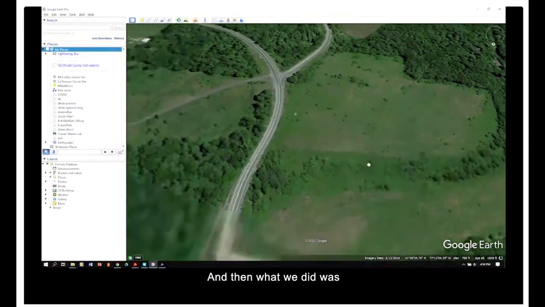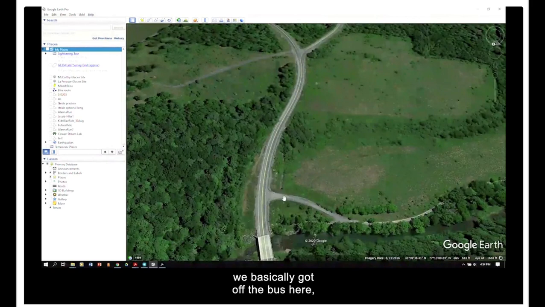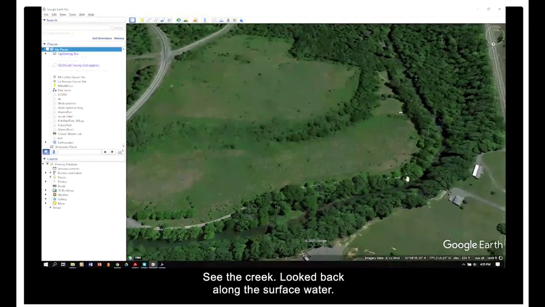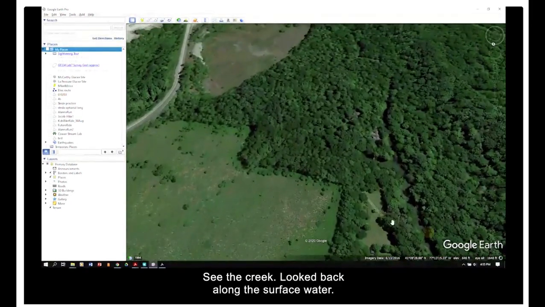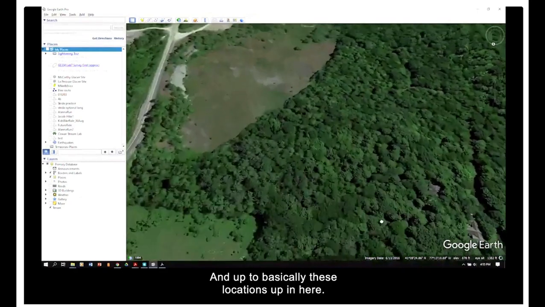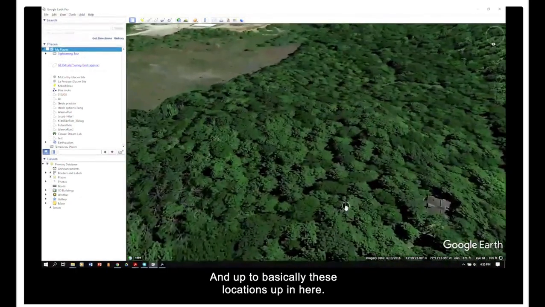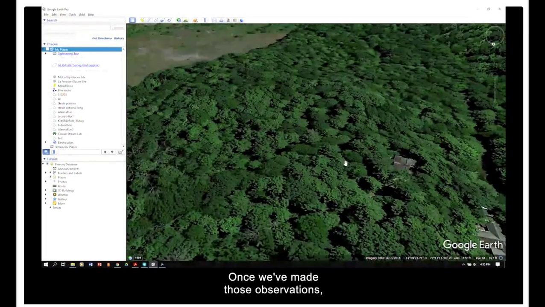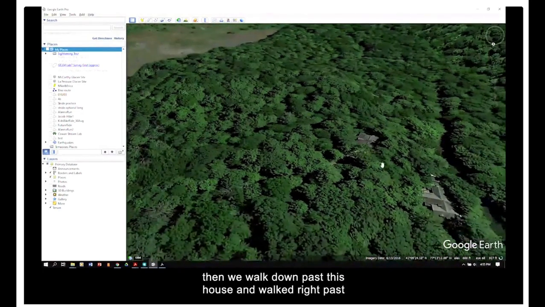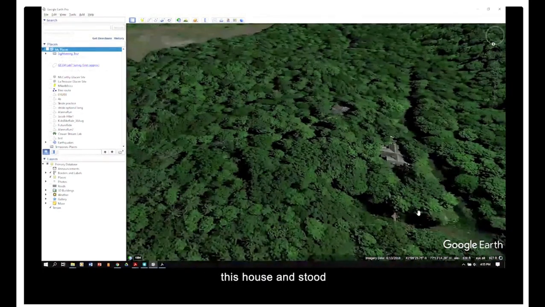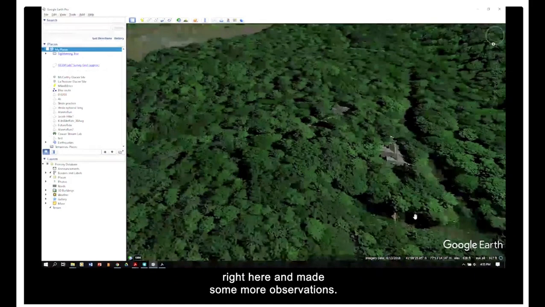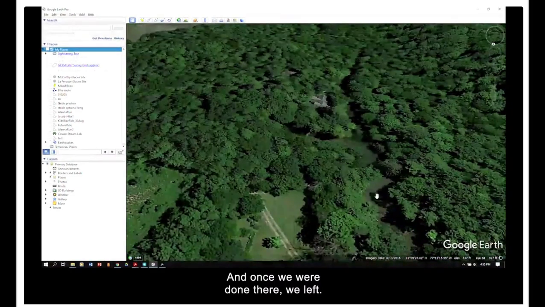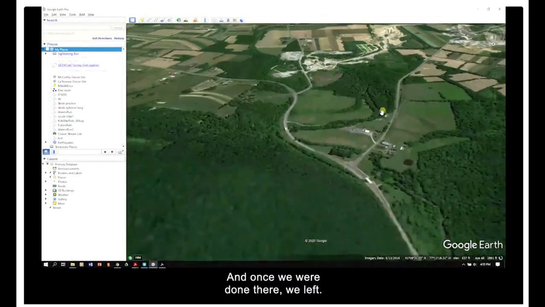And then what we did was we basically got off the bus here and walked back along. Oh wow, look at that surface water. See the creek? We walked back along this surface water and up to basically these locations up in here. Once we made those observations, then we walked down past this house and stood right here and made some more observations. And once we were done there, we left.